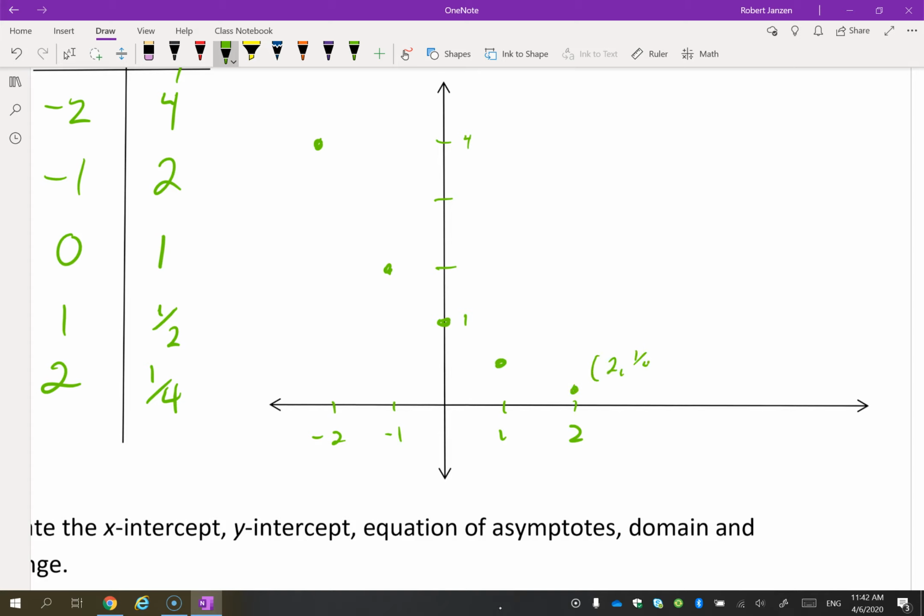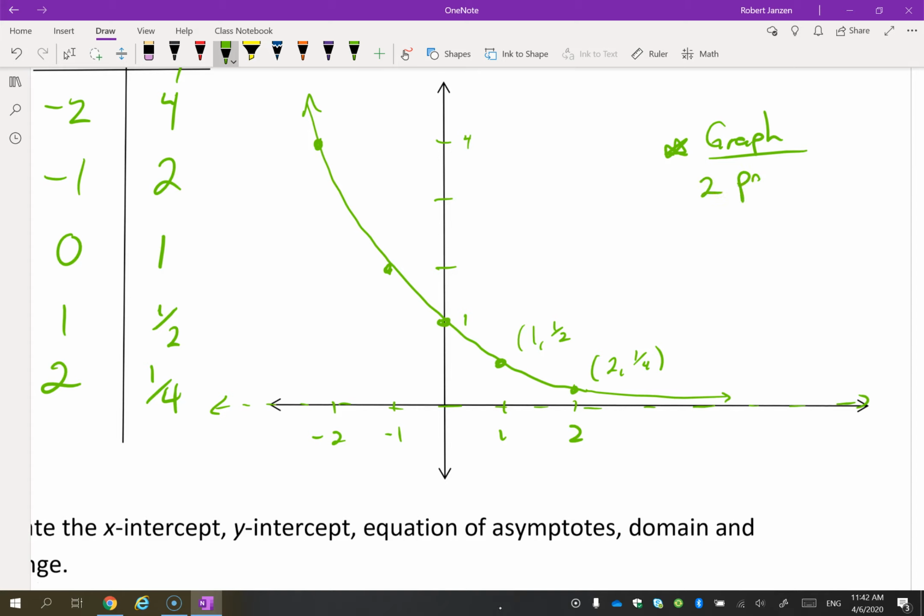So this is 2, 1/4. This is 1, 1/2. And there will be an asymptote here. Now, when you normally graph an exponential graph like this, I'm not going to expect 5 points. Usually, when you graph, what do you need? I need a minimum of 2 points. Those points should include the x-intercept and the y-intercept.